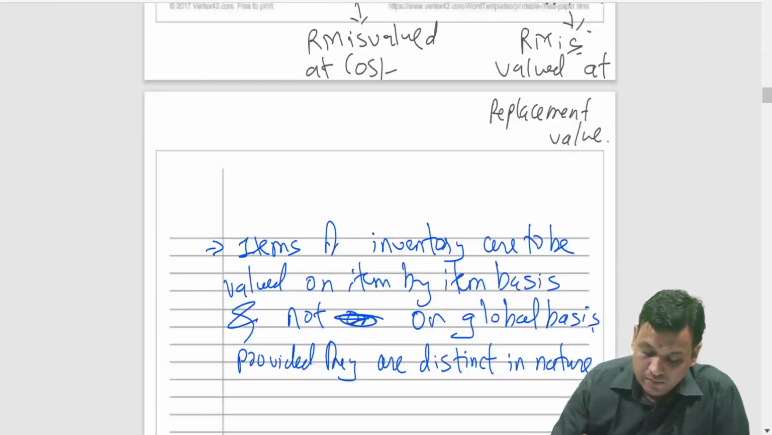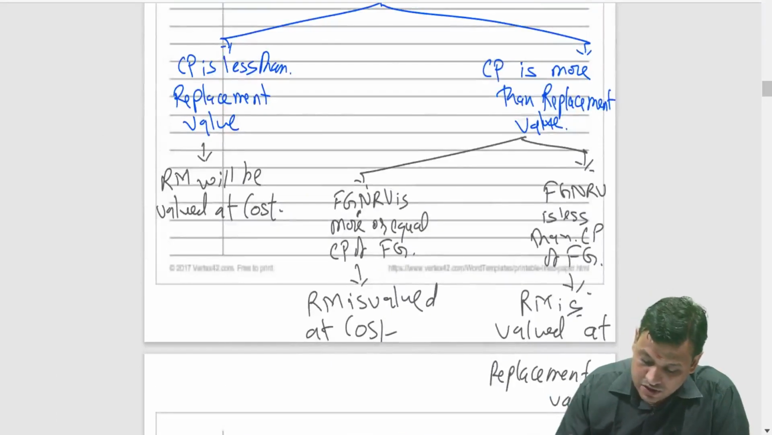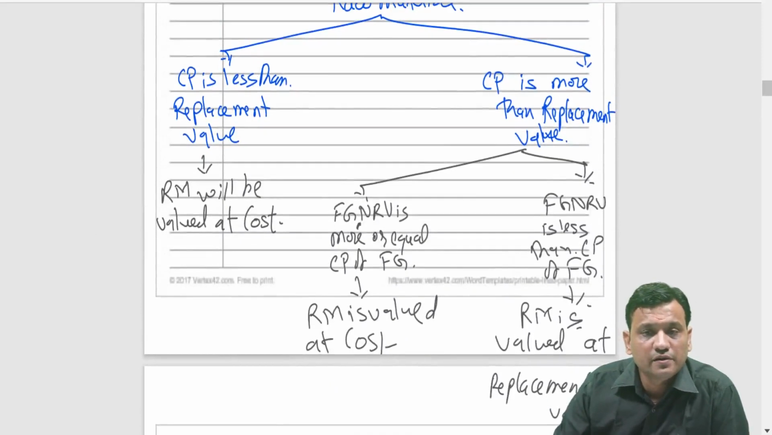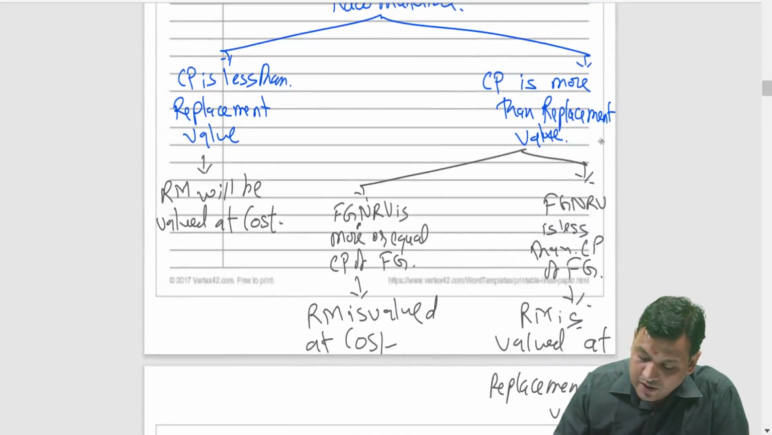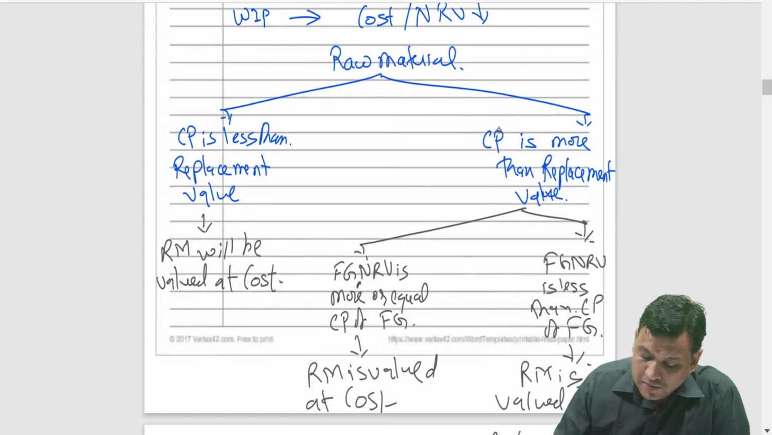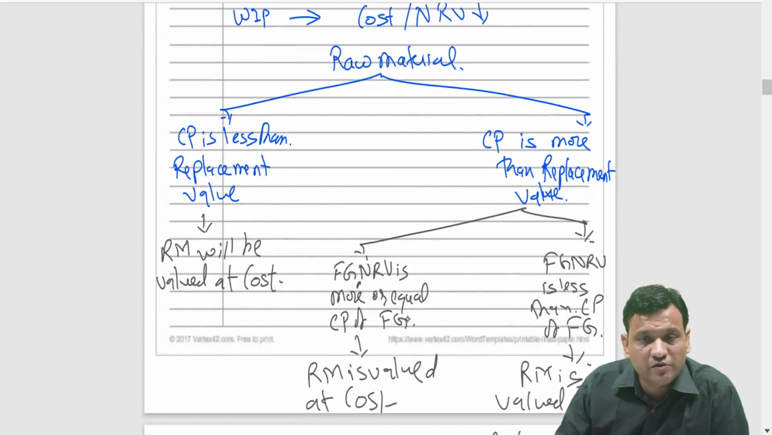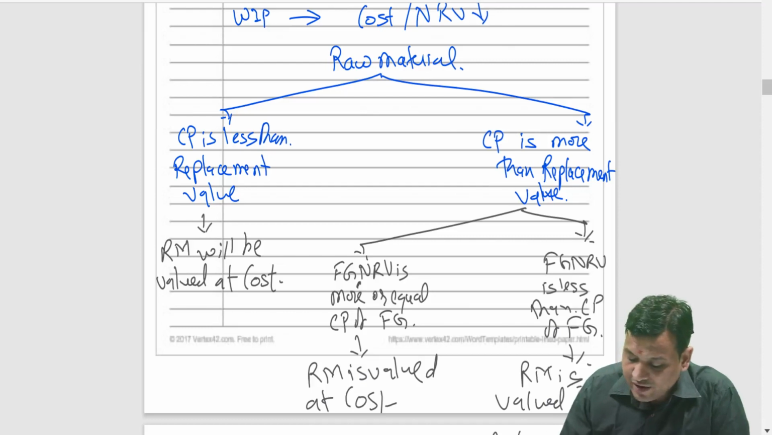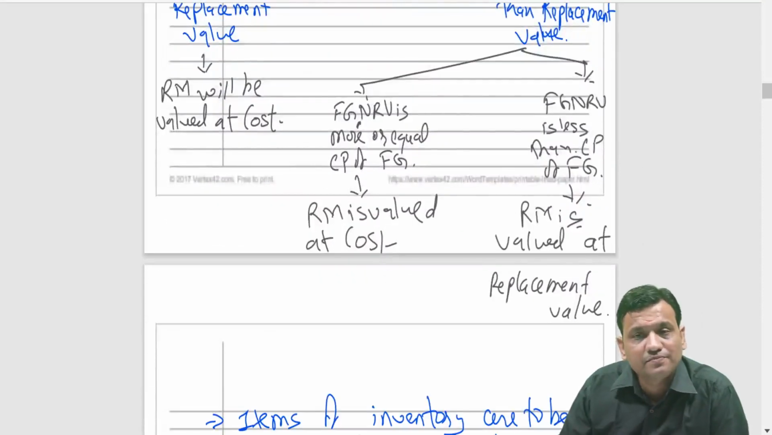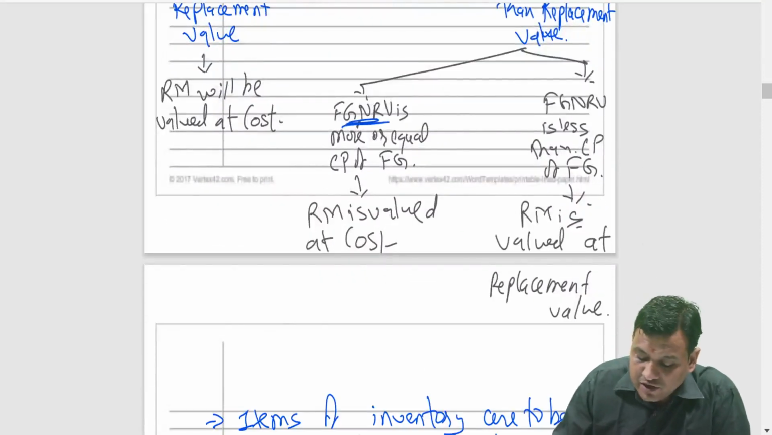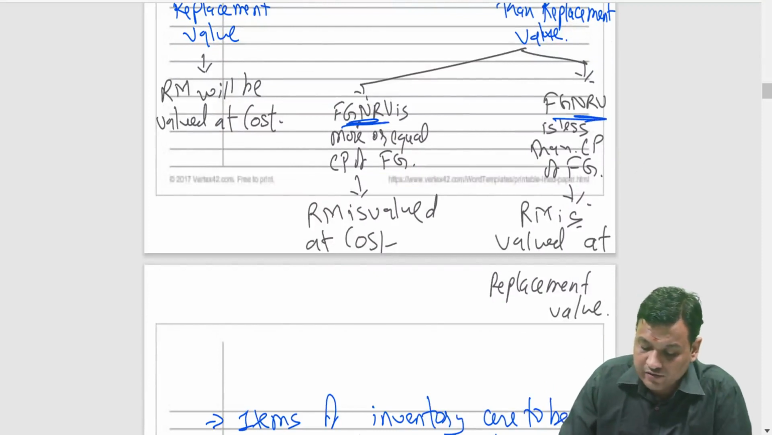For material, my dear students, I would say you just have a glance over it. If the cost price of raw materials is more than replacement value, and the finished goods NRV is more than or equal to the cost price of finished goods, then raw material will be valued at cost. Otherwise, it will be valued at replacement value. FG NRV is nothing but finished goods NRV.